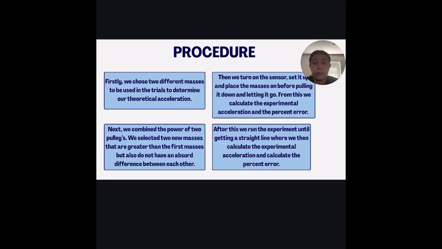Next, we combine the power of two pulleys. We selected two new masses that are greater than the first masses but also do not have a very absurd difference between each other. After this, we run the experiment until getting a straight line where we can calculate the experimental acceleration and calculate the percent error between the theoretical acceleration of the two new masses and the experimental acceleration of this new trial.